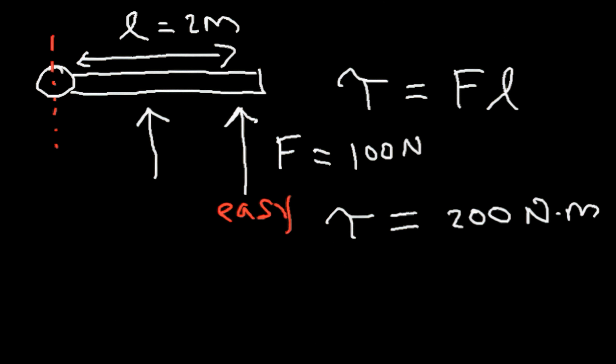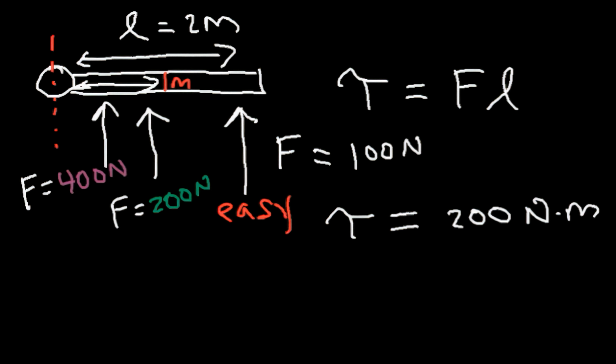If you cut the distance in half, to have the same amount of torque, you need to double the force. So you need to apply a force of 200 newtons at a distance of 1 meter from the axis of rotation to produce the same torque of 200 newtons times meters. Now let's say you apply the force at a distance of 0.5 meters from the axis of rotation, it's going to be very hard to push the door. It's going to require a force of 400 newtons to produce the same torque to cause the door to rotate.